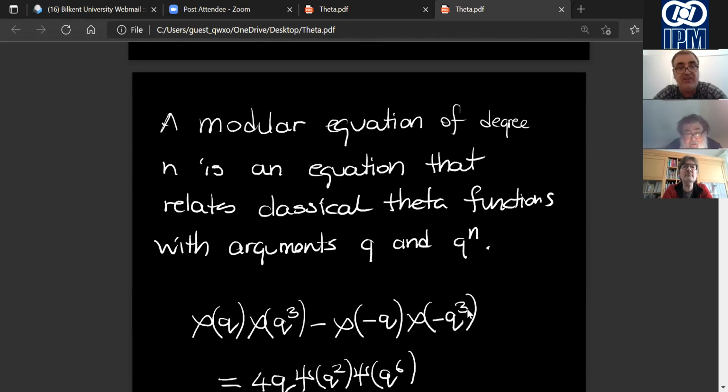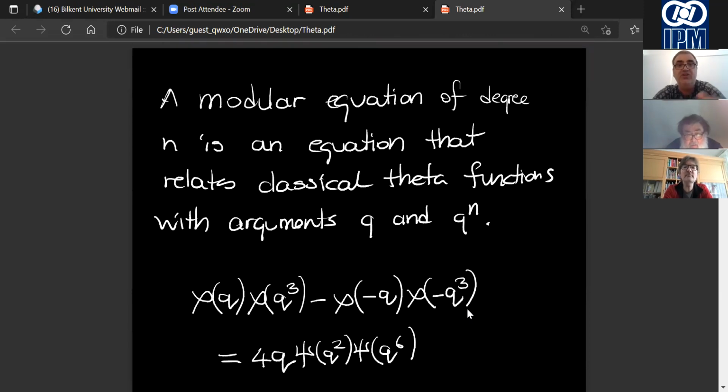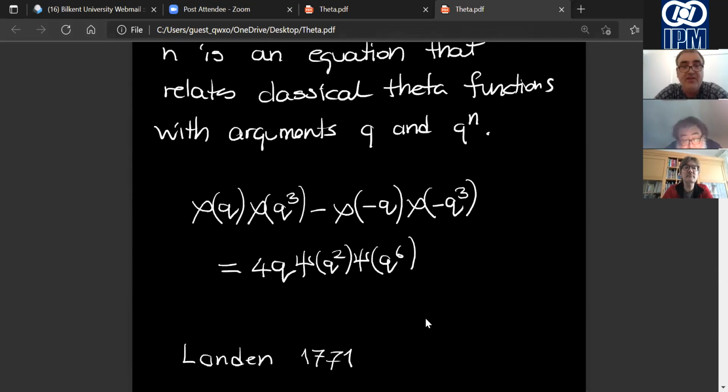Okay. So what we call a modular equation of degree n is just a functional relation, an equation that relates classical theta functions with arguments q and q to the n. Here I have an example of a modular equation of degree 3. This is due to Legendre, I believe.